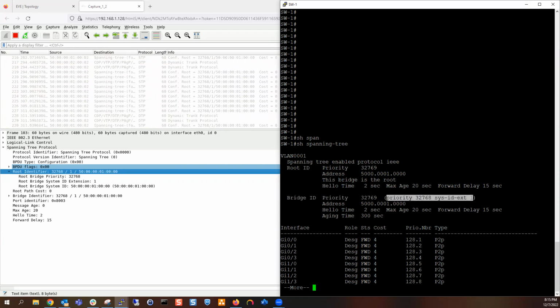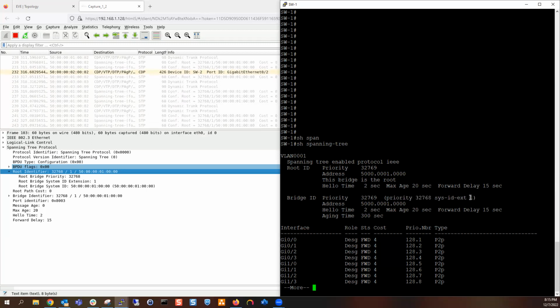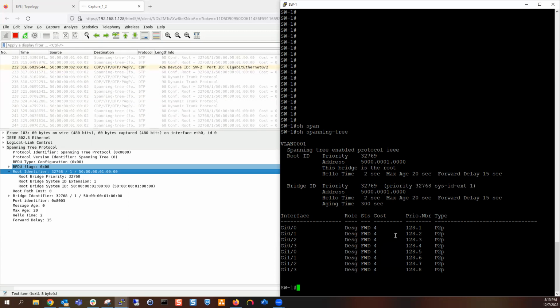Just to correct myself, I told you guys it wouldn't actually show it in the show spanning-tree on the switch. You can kind of make sense of it here. This is the system ID extension. So this is telling me the priority is 32768 and the VLAN number, VLAN 1, because it's showing me all the information: the port role and status, interface, cost, and priority number for this VLAN. We'll dig a little bit deeper, but I just want you guys to take a look at this.